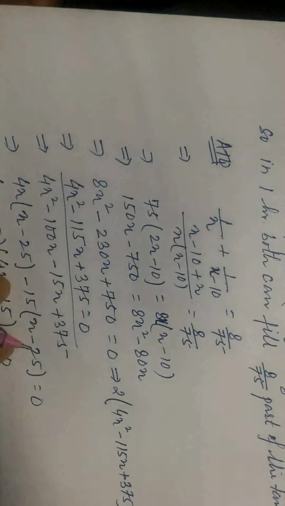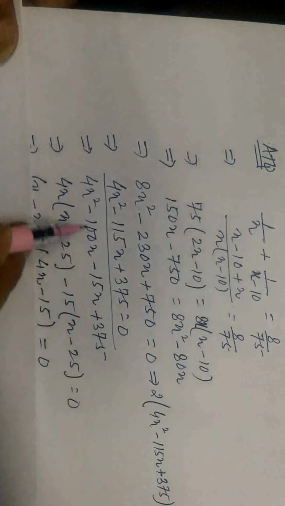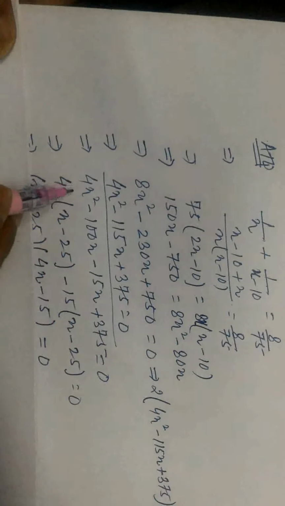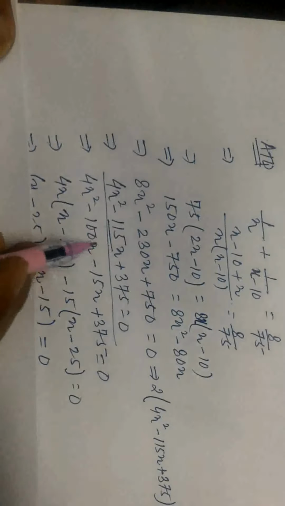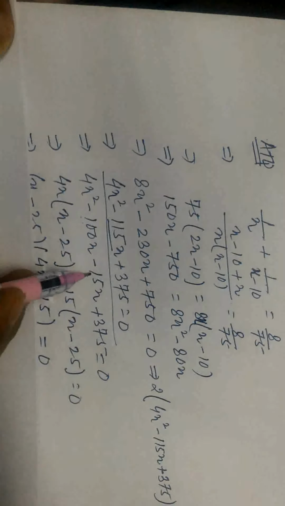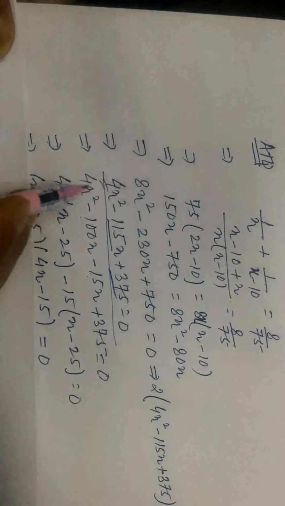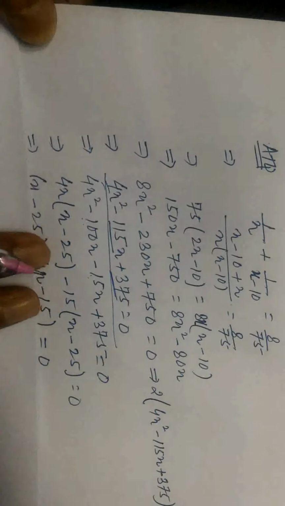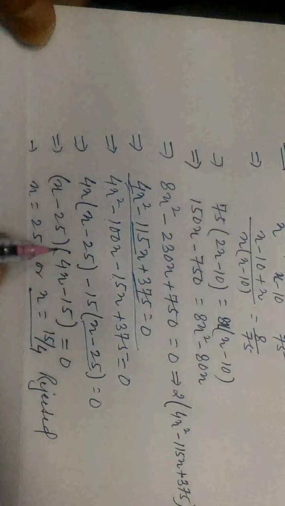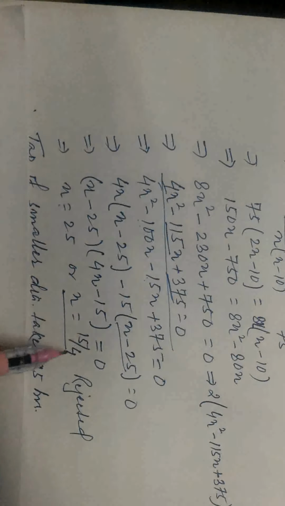Again, you need to solve. Choice is yours. You can solve it by quadratic formula also. I am here using factorization. Choice is yours again. So now 4x square can be split into 2 parts. So 115, and if you multiply, you get the product of 375 and 4. So now 4x common, x minus 25, minus 15 common, x minus 25. So we are getting 2 factors. It gives us the values x is equal to 25 or x is equal to 15 by 4.